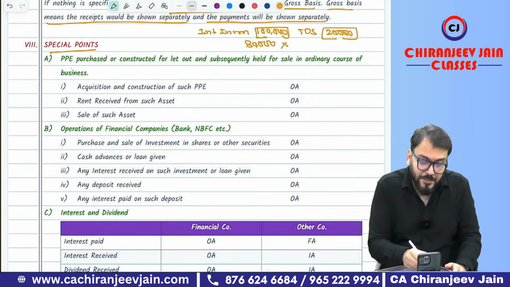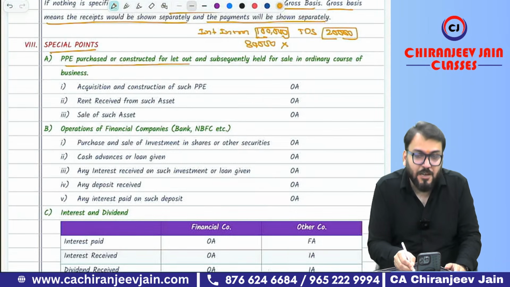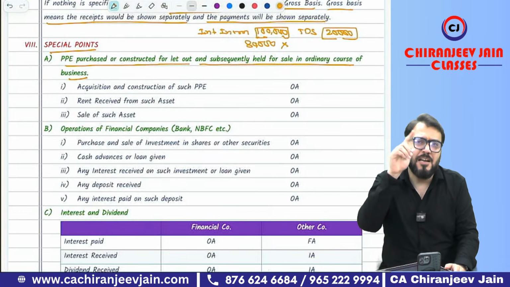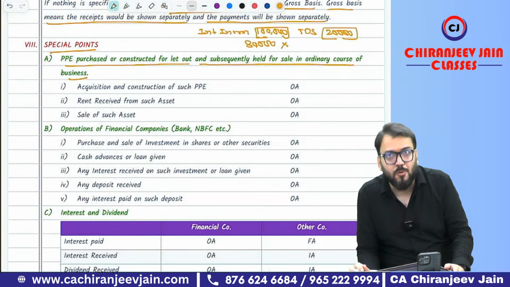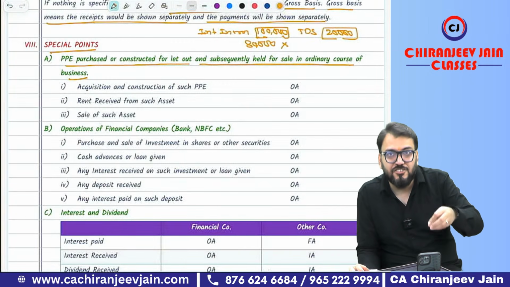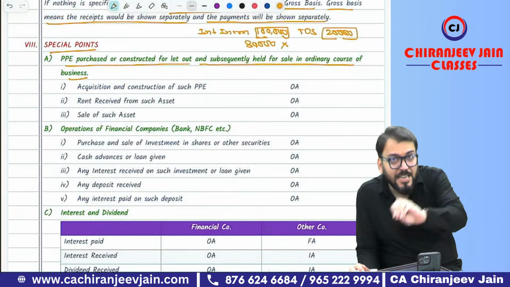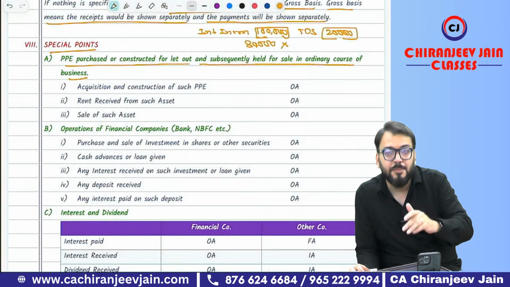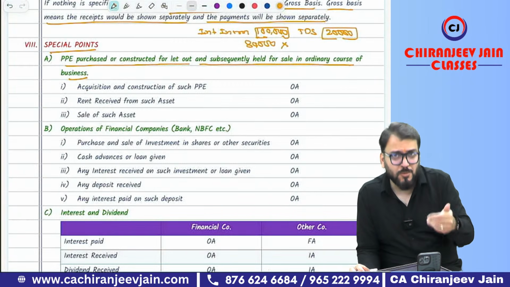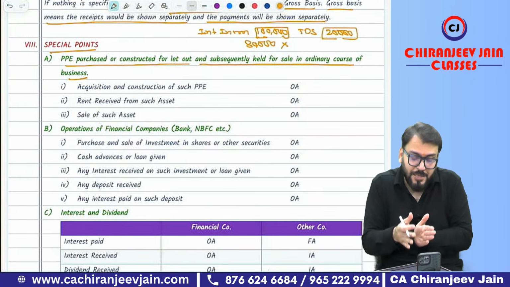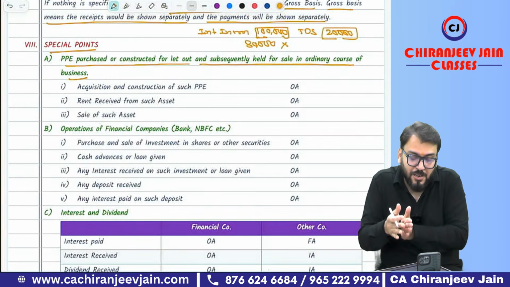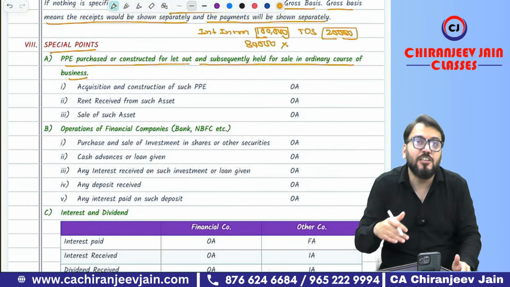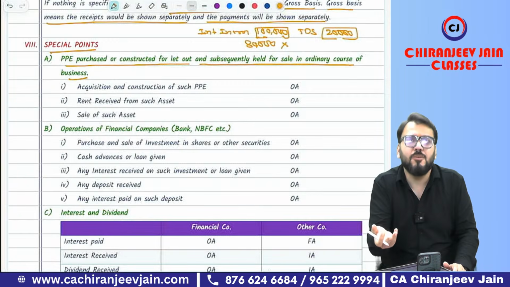There are some special points. PPE purchased or constructed for letting out and subsequently held for sale in the ordinary course of business. If you remember, under Ind AS 16, we did one special point that any PPE which was initially given on rent to others, then held as inventory in the ordinary course of business, will be reclassified from PPE to inventory at carrying amount. It is quite possible in the cash flow statement. Look at that PPE which was purchased or constructed for letting out and subsequently held for sale in the ordinary course of business. This is the routine activity of the entity.